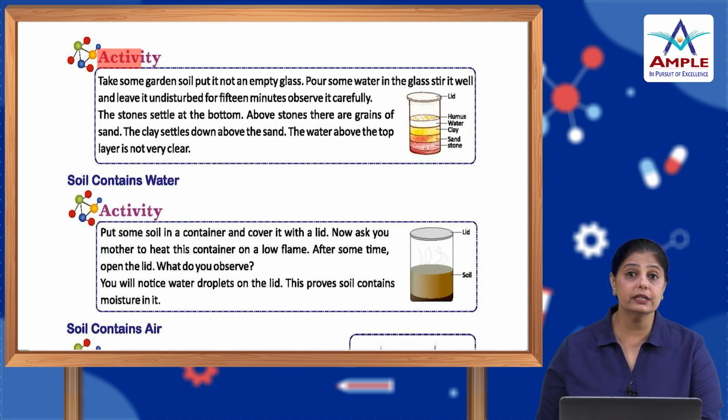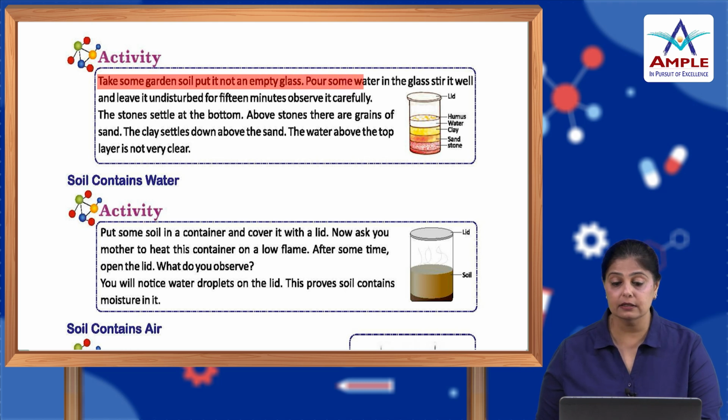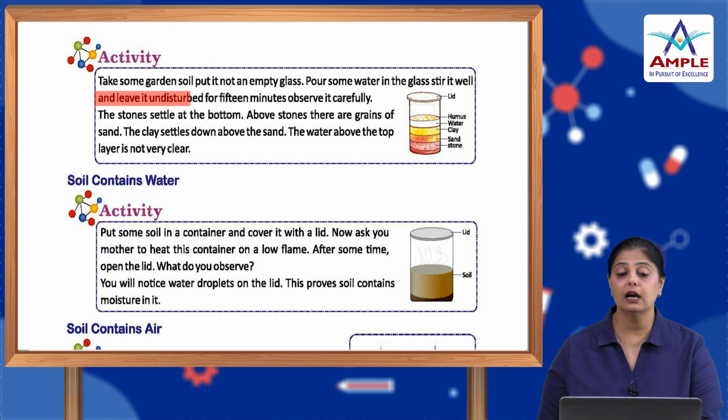Now, we have to do this activity. Take some garden soil and put it into an empty glass. Pour some water in the glass, stir it well, leave it undisturbed for 15 minutes and observe it carefully. The stones settle at the bottom. Above the stones, there are grains of sand. The clay settles down above that. The water above the top layer is not very clear.